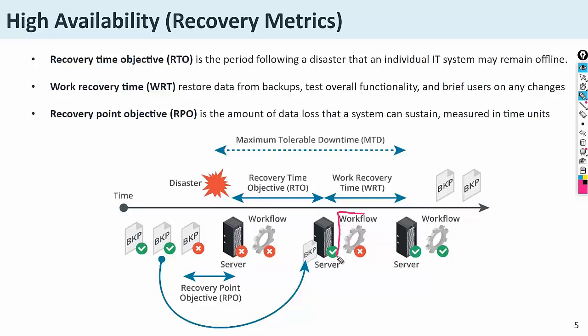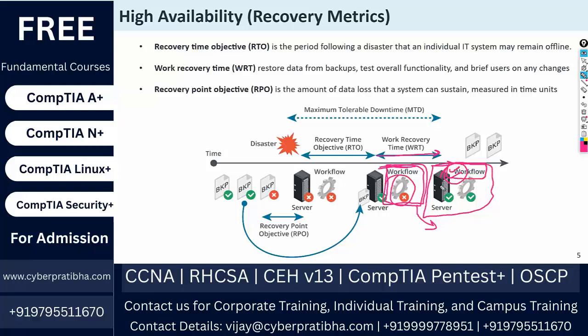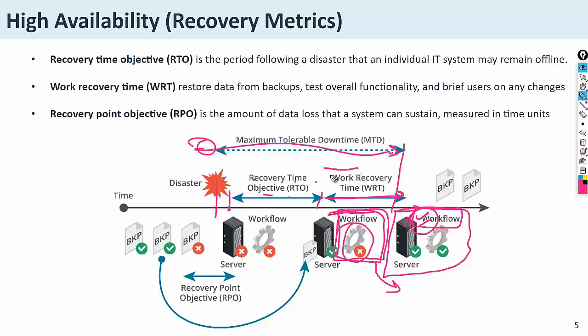After that, the workflow is not yet restored. Workflow means working properly. It takes time for the workflow, such as checking the internet connection, checking all the things, and then checking whether your system is available or not. All of it is part of the workflow. When the workflow plus the server are both working fine, it is known as online. Here the system is offline, and here the system is online. The total time is known as the maximum tolerable downtime, the restore time is the recovery time objective, and restoring the workflow is the work recovery time, meaning when your system starts working properly.